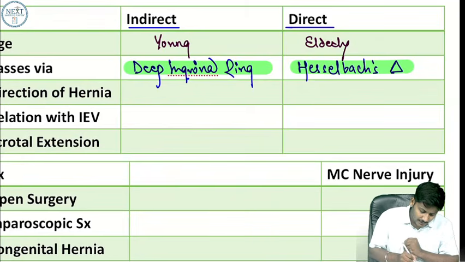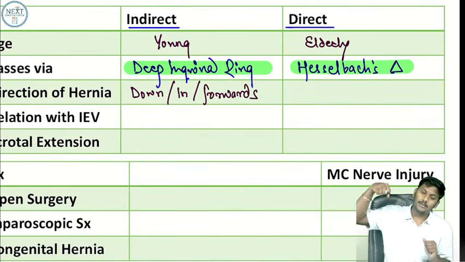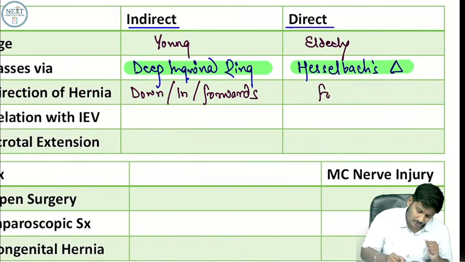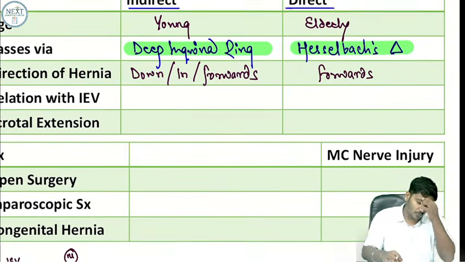we know that the indirect inguinal hernia is going to be going downwards, inwards and forwards. So definitely remember that the indirect inguinal hernia is coming downwards, it is coming inwards, that is medial, and it is going downwards. But the direct inguinal hernia is only and only coming forwards or outwards. Direct inguinal hernia only comes forwards.